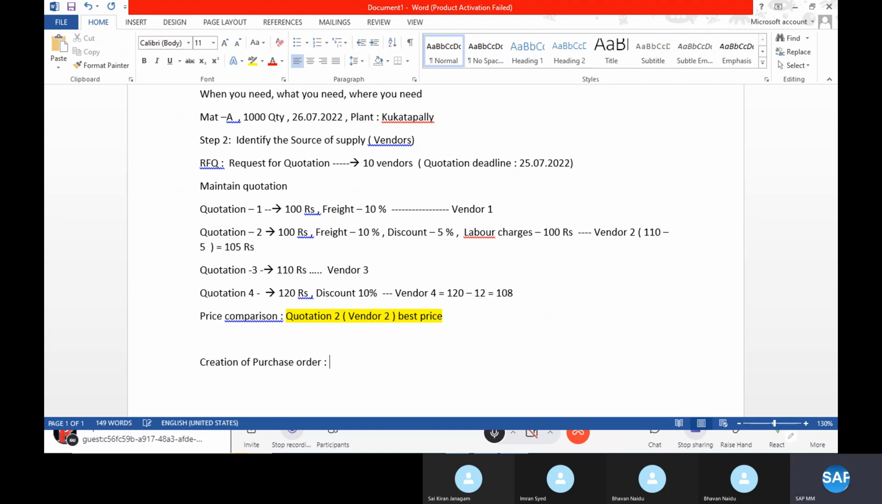Now I will create a purchase order with vendor 2. The material is A, the quantity is 1000, the delivery date is the 26th, and the plant is Kokatpalli plant.